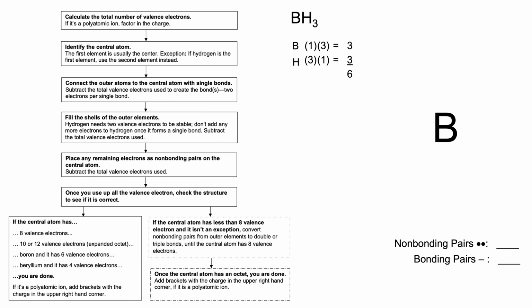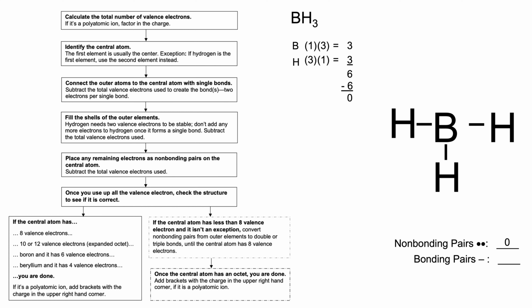Boron is the central atom. I place the 3 hydrogens around it. I'm connecting each hydrogen to boron using a single covalent bond. That uses up all of my valence electrons. When I check that central atom boron, it has 6 valence electrons. But what I have to recognize is that it's an exception. Boron wants 6 valence electrons, so it's happy and stable. There's nothing else that I need to do.